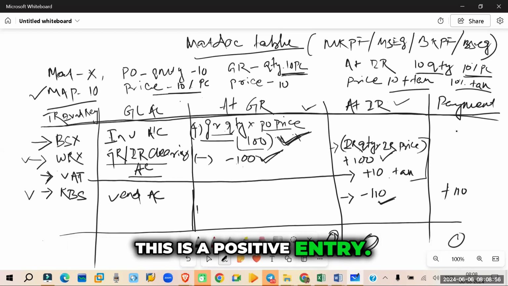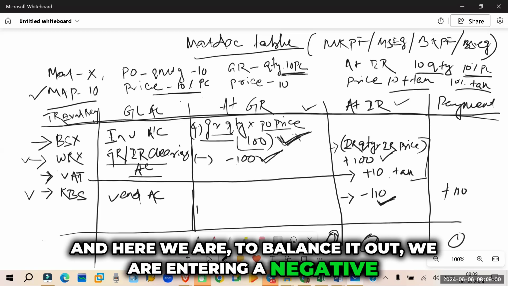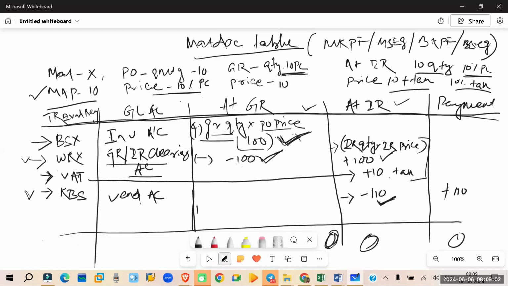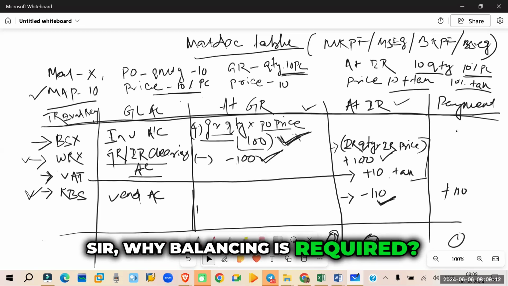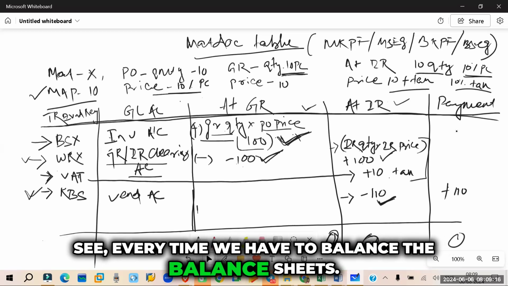This is a positive entry, and here, to balance it out, we are entering a negative quantity in the vendor account. Is this clear to you? Yes or no? Sir, why is balancing required? So see, every time we have to balance the balance sheets.